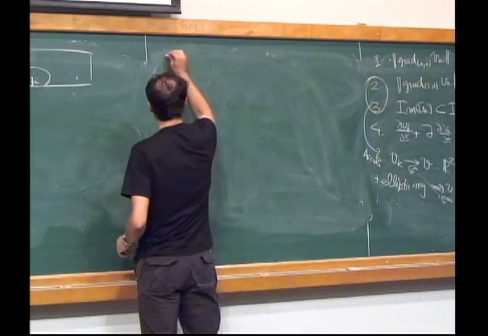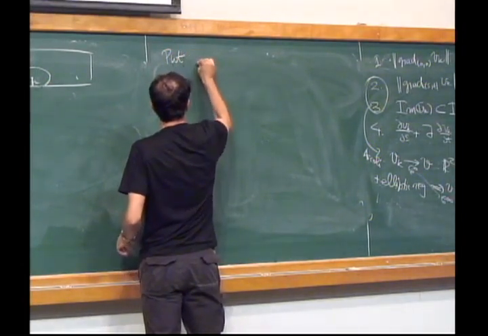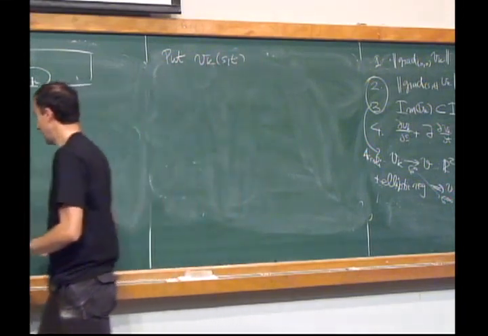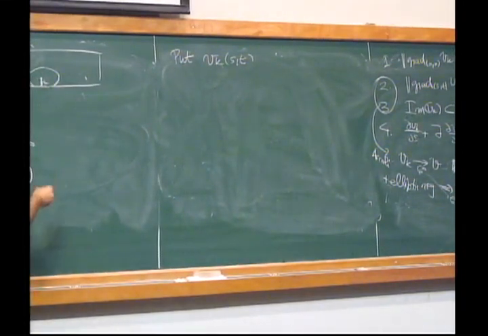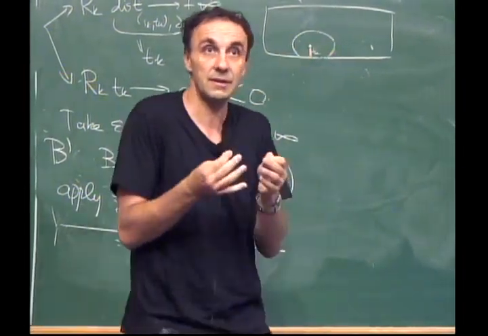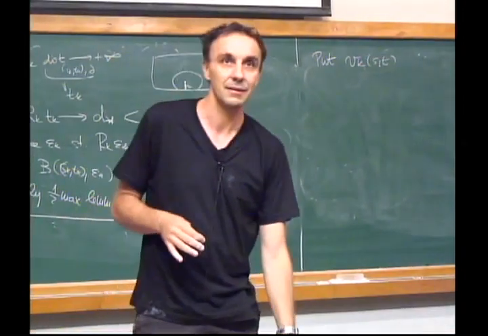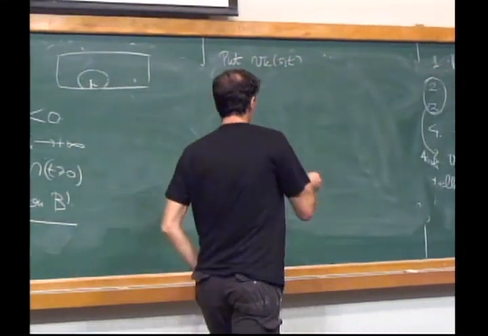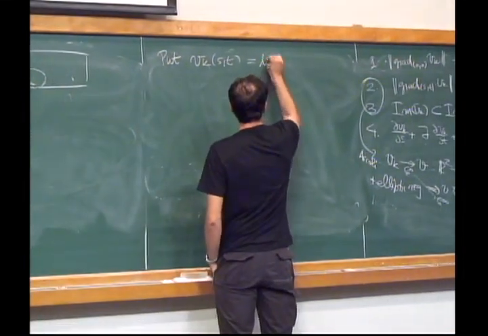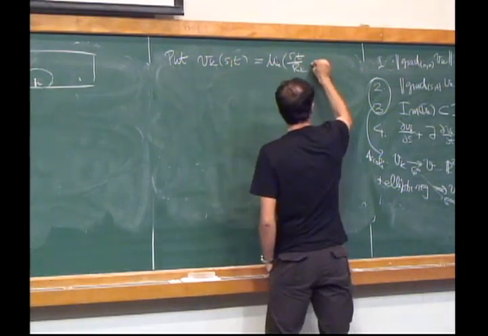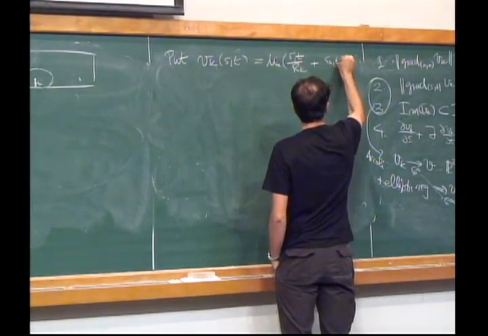So put Vk of S, T. We suppose now that this point is a point of half maximum on this incomplete disk, right? And put Vk as before, Uk of Rk S plus Sk, Rk T plus Tk.